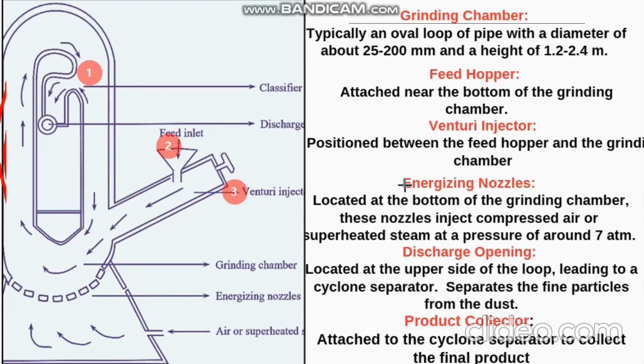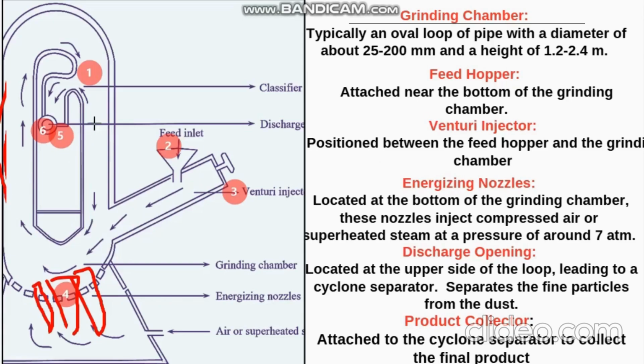Here we can see the energizing nozzles, but they are not shown in the diagram. They are present in a nozzle shape, hence they are called energizing nozzles. And the next one is the discharge opening. Here is the discharge opening through which we can collect the sample. And the next one is the product collector. Here we are going to collect the product.